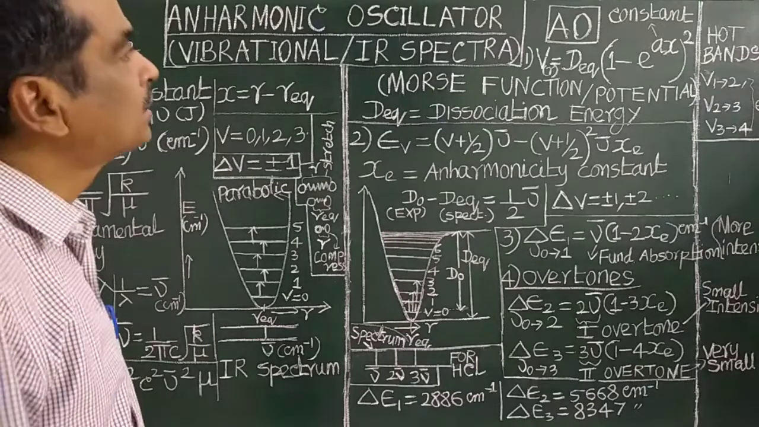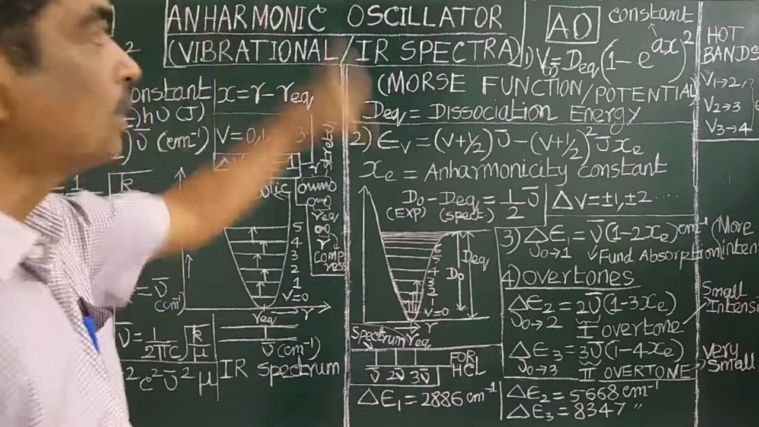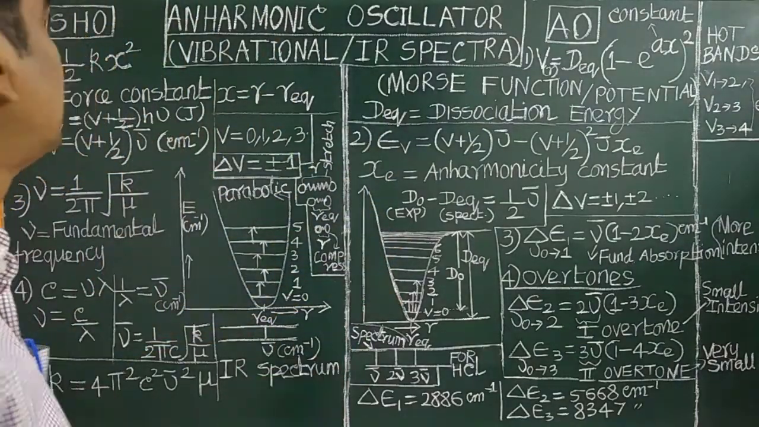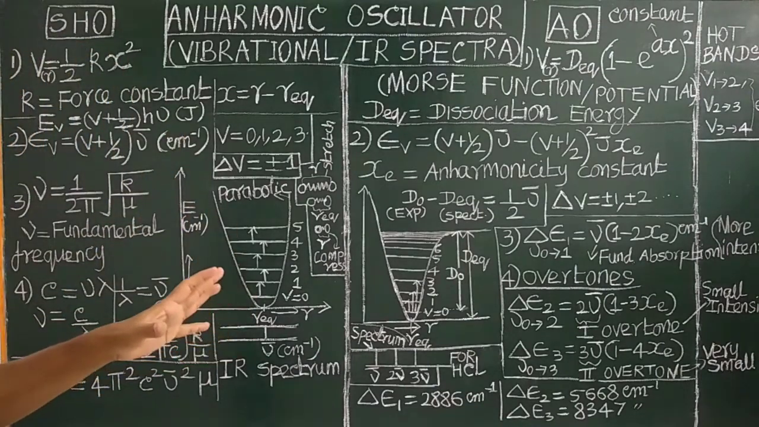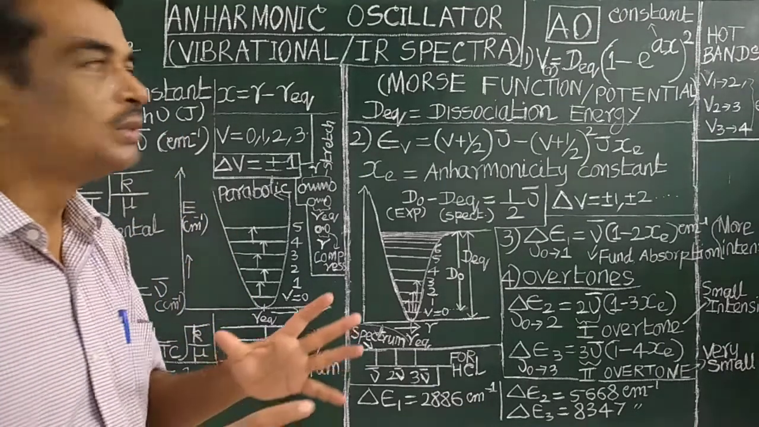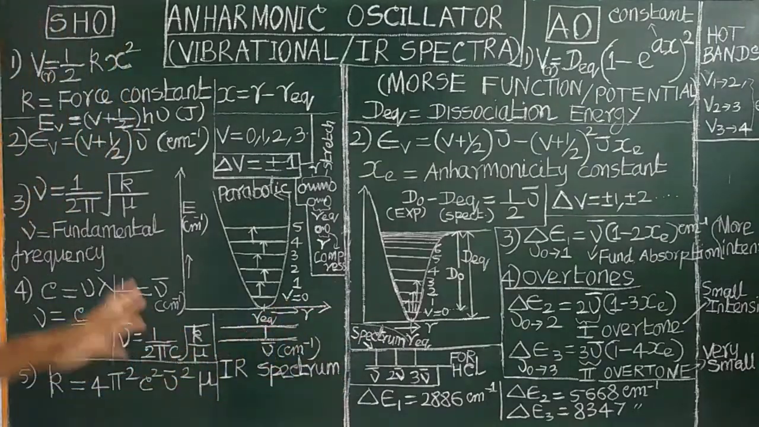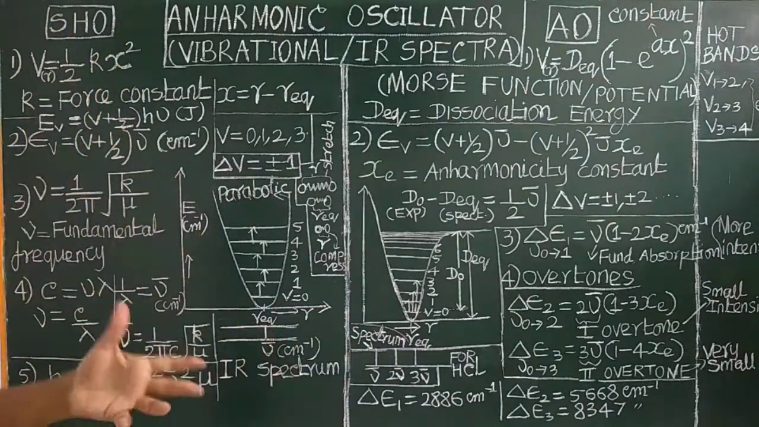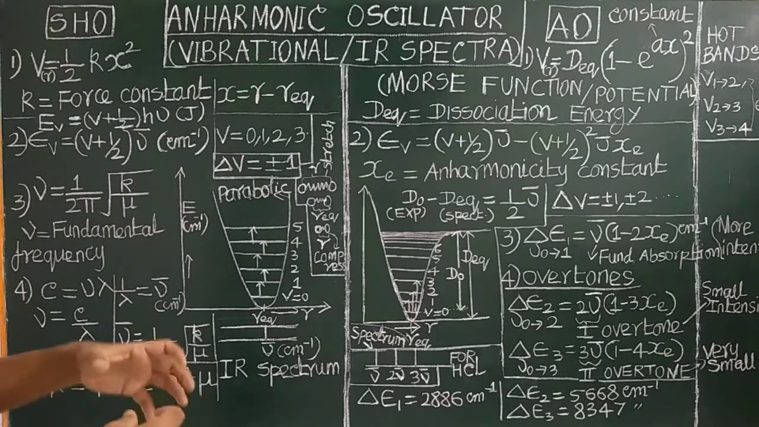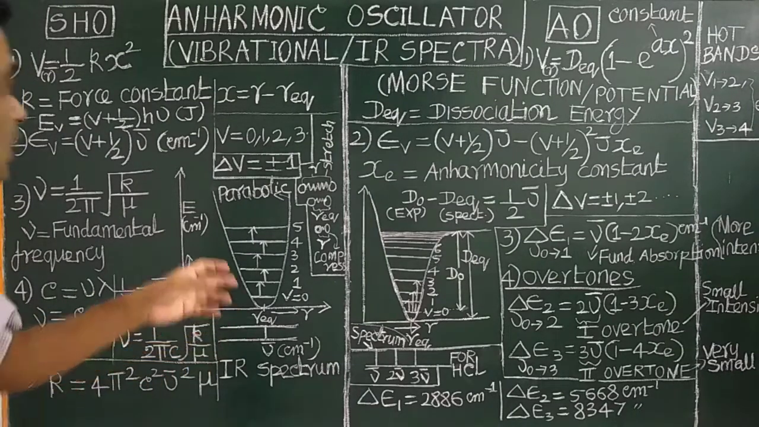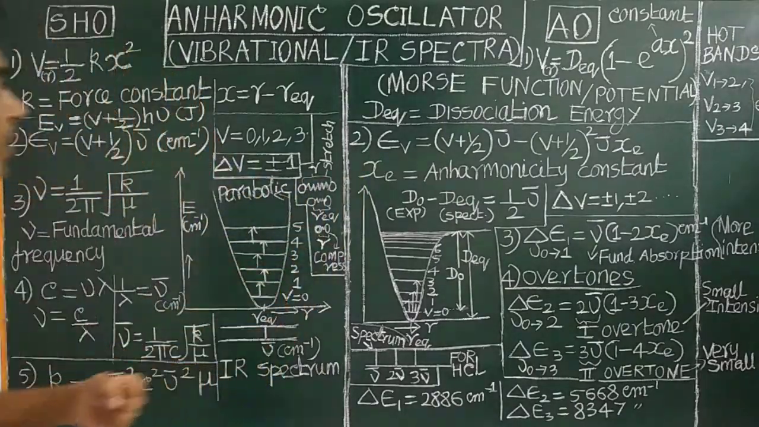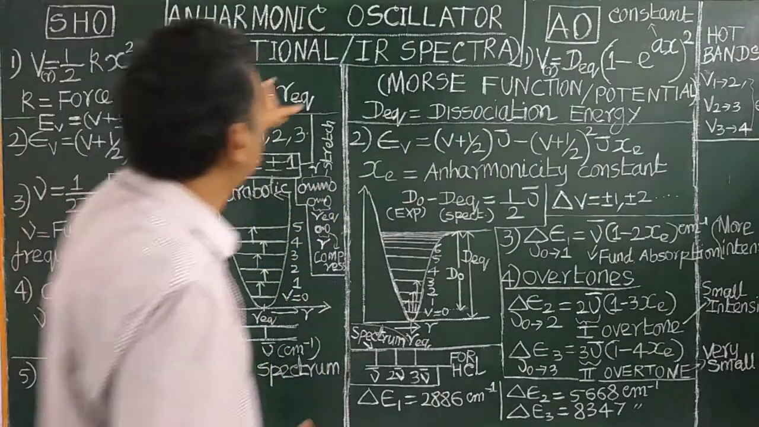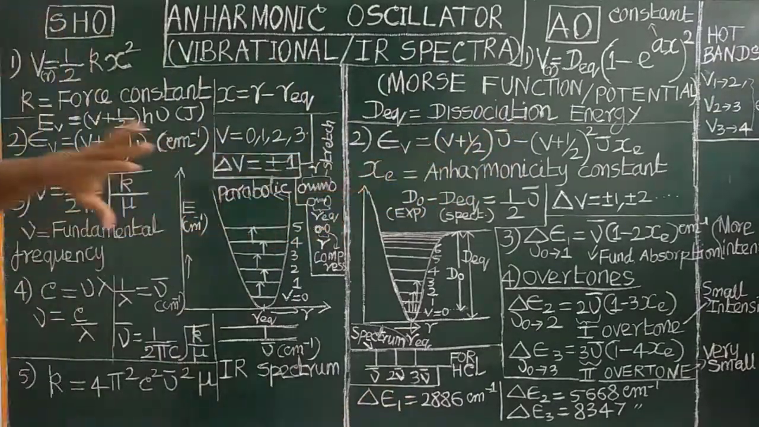Good morning. Let us see today anharmonic oscillator. What is an anharmonic oscillator? We have earlier studied the simple harmonic oscillator. All real molecules do not obey the laws of simple harmonic oscillation. For all real molecules, the stretching and compression are not elastic. They obey the anharmonic oscillator.